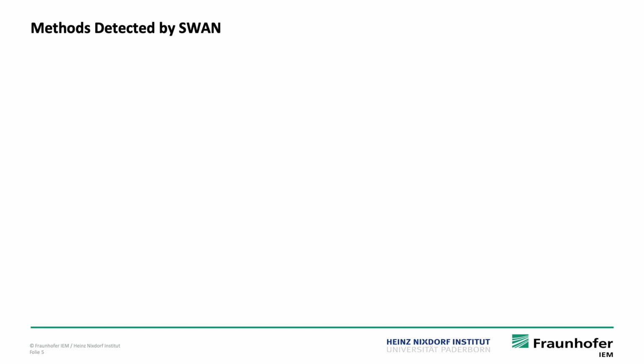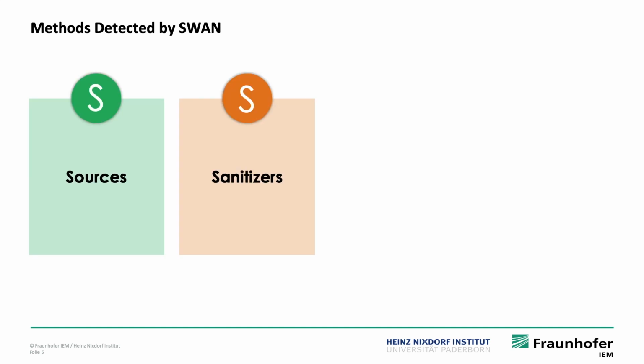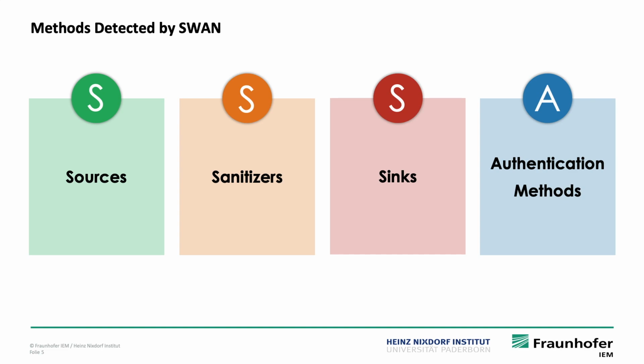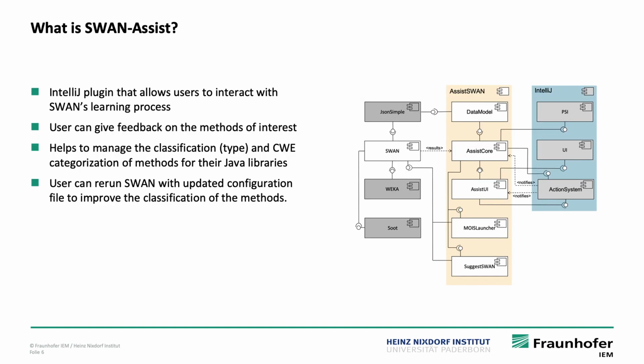SWAN detects 4 types of methods: sources, sanitizers, sinks, and authentication methods. These methods are also further classified as Common Weakness Enumerations, or CWEs. The plugin allows users to interact with SWAN's learning process by giving feedback, which helps to improve the classification of the methods. SWAN Assist helps software developers to adapt methods of interest to their code bases, which ultimately helps to improve the results from their static analysis tools.